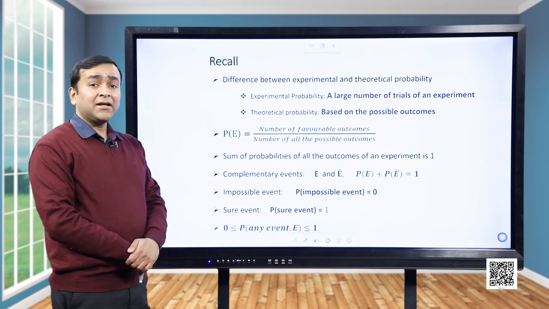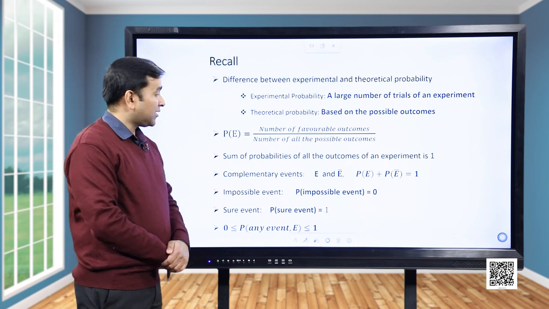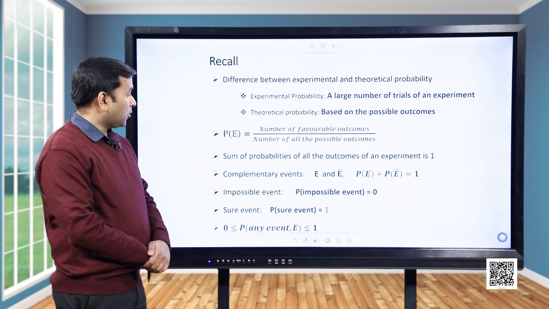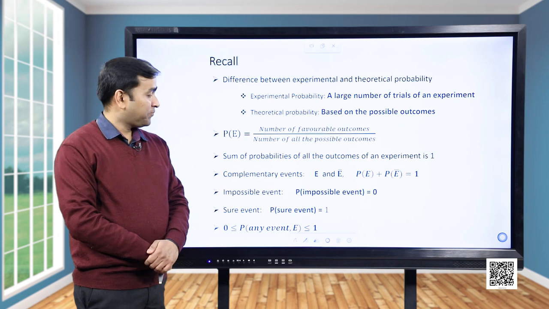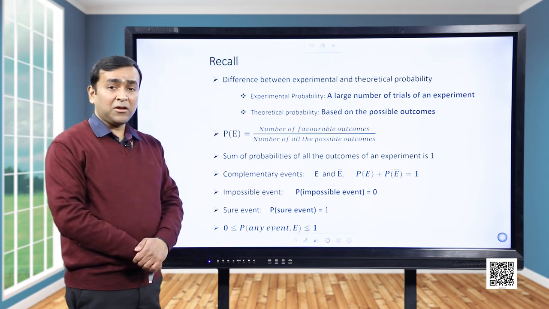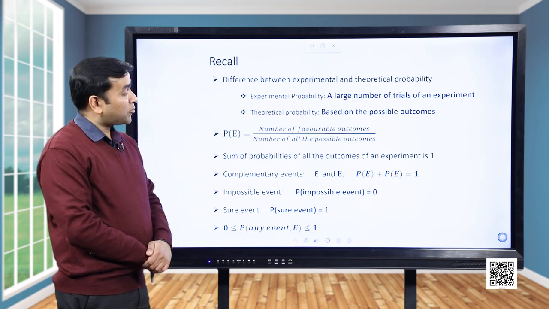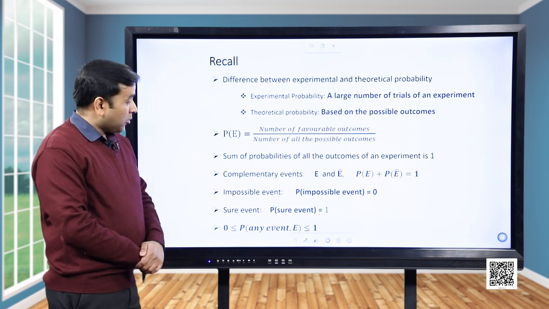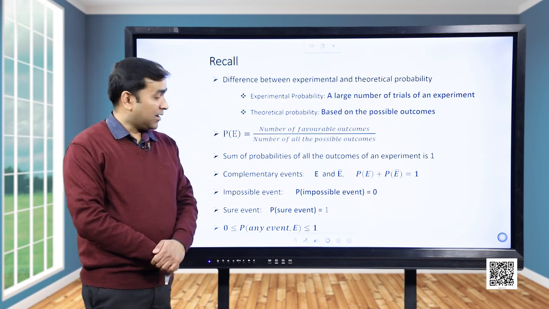The formula for finding probability of any event is nothing but number of favorable outcomes divided by the number of all the possible outcomes. We know that the sum of probabilities of all the outcomes of an experiment is 1. We studied what are complementary events. If E is an event, then its complement is denoted by E dash, and the sum of probabilities of complementary events is 1. Then we had studied that the probability of an impossible event is 0.